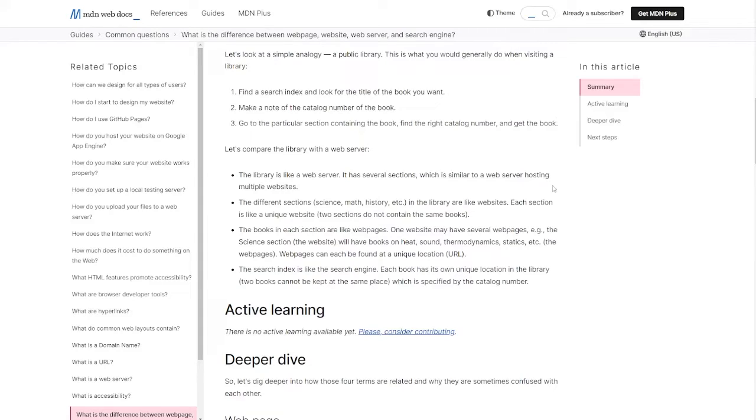Make a note of the catalog number of the book. Go to the particular section containing the book, find the right catalog number, and get the book.